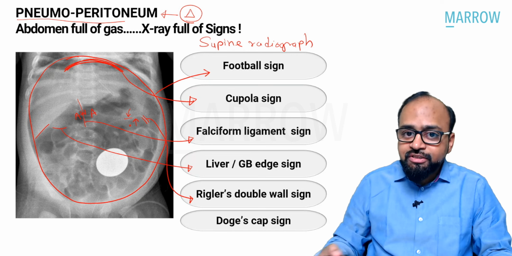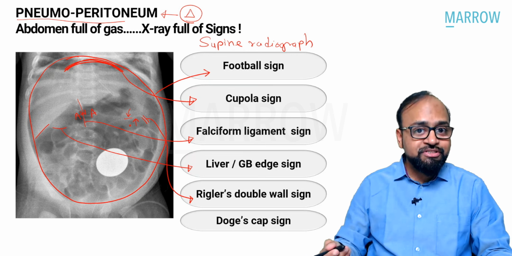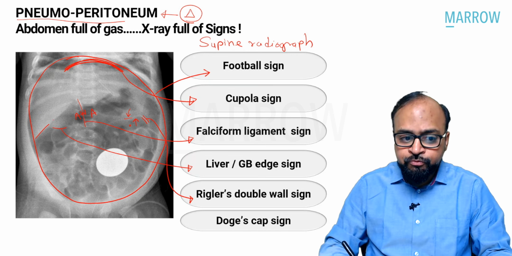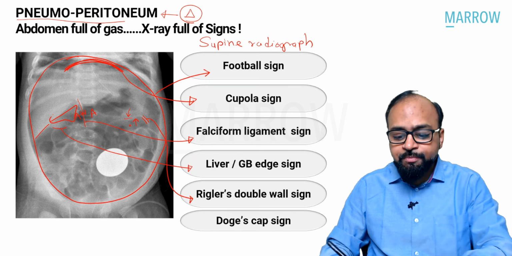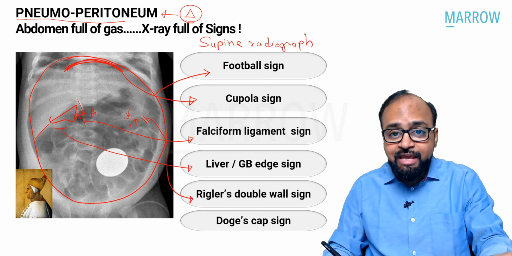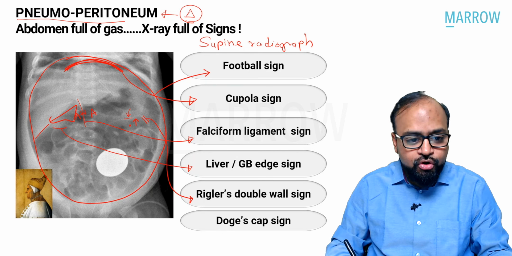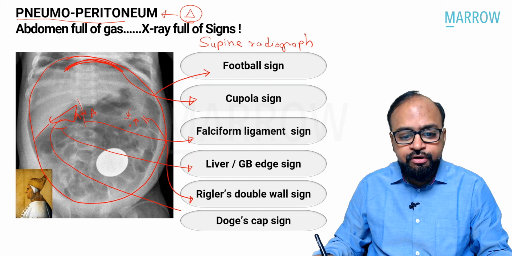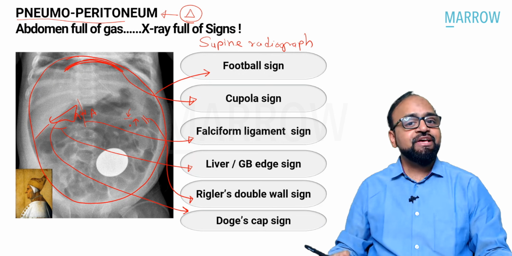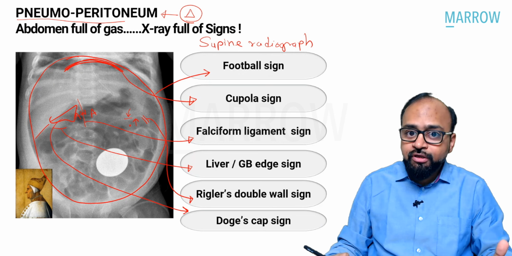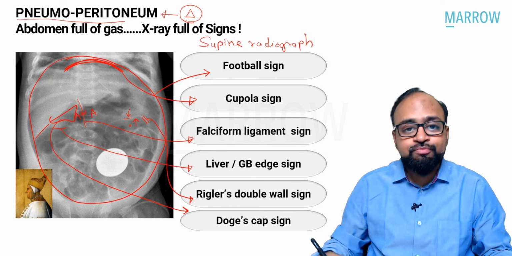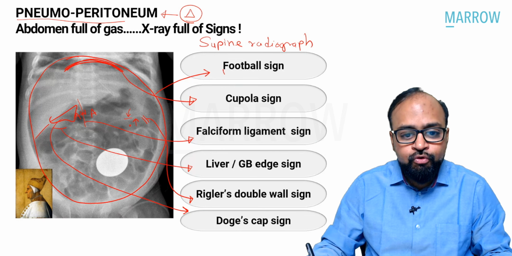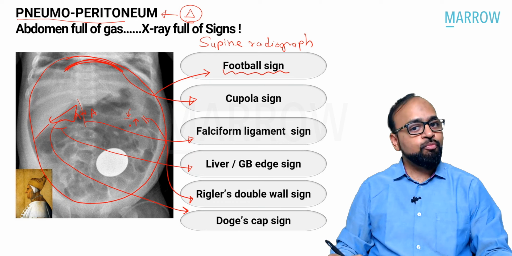Air occasionally gets trapped within the Morrison's pouch or the hepatorenal pouch. When it does so, it creates an eccentric triangular shape like this cap, and this is what is called the Doge's cap sign of pneumoperitoneum, right? So the sign which was mentioned in the question in your exam was this football sign of pneumoperitoneum.